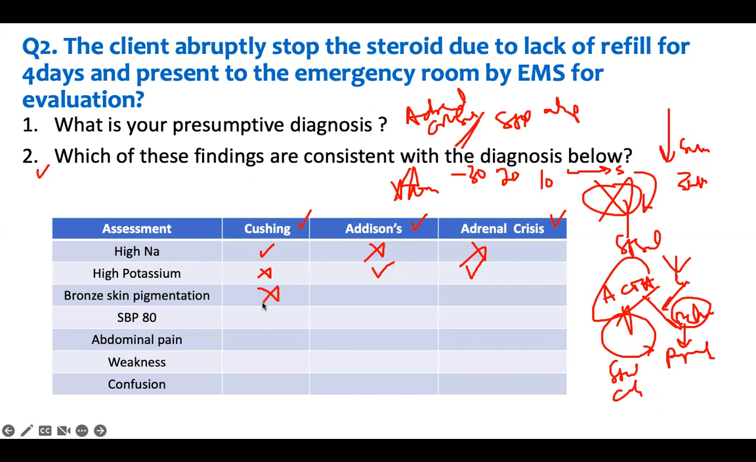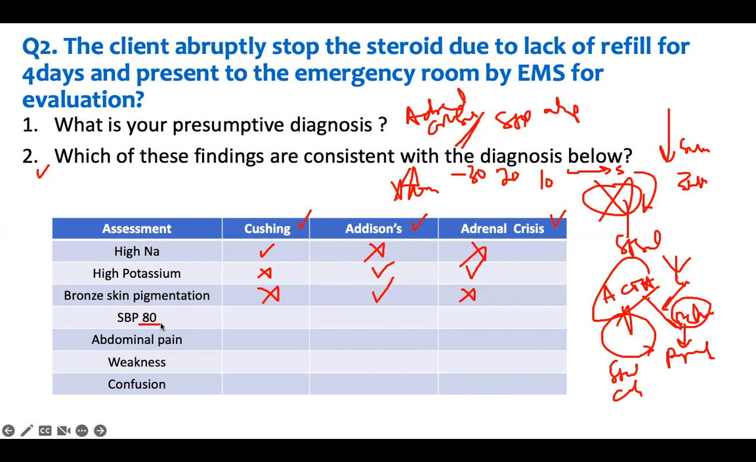So this one is wrong, and this one is correct. But guess what? In adrenal crisis, you don't have the time to make that. So it's a trick and it's a trap. They don't have bronze pigmentation because it just happened right away. So your body doesn't have enough time to compensate.